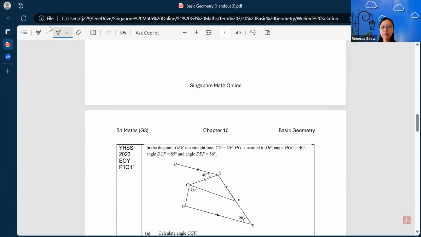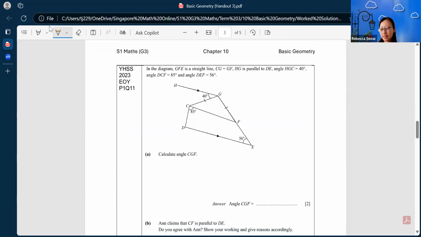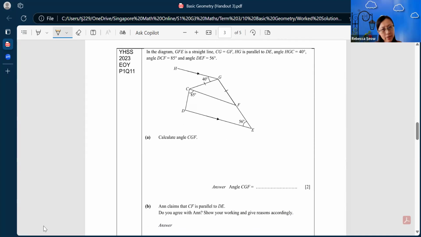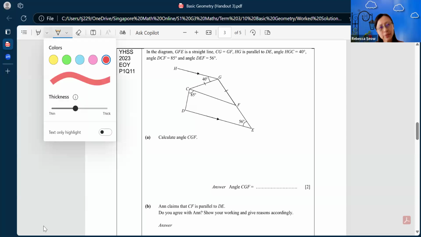Now let's move on. Now we have YHSS and it's EOY paper 1 question 11. And in this question, we are told that in the diagram, we have GFE as a straight line. Okay, so we have a straight line here. We have CG equals to GF. So we have an isosceles triangle. HG parallel to DE. Angle HGC is 40 degrees. Angle DCF 85 degrees. Angle DEF 56 degrees. Now, let's put in the information that we know of.